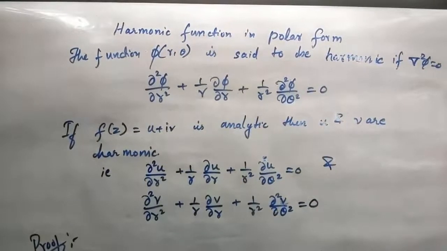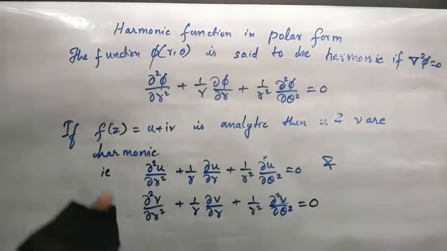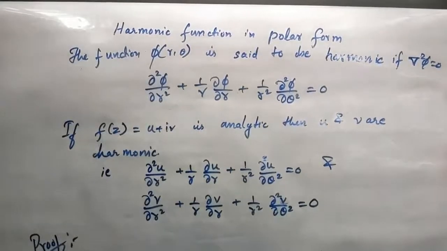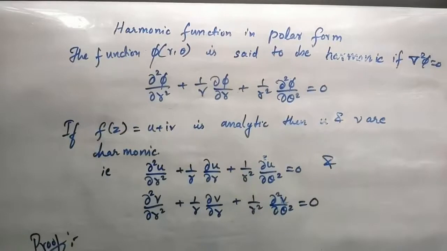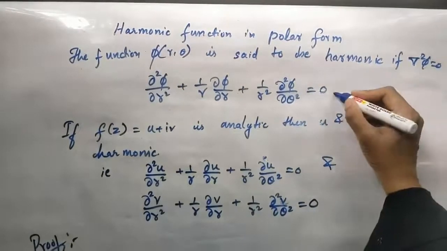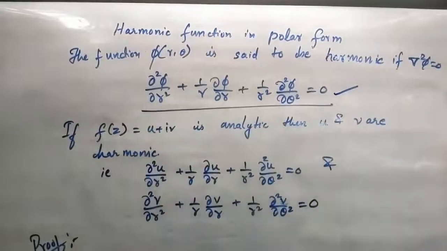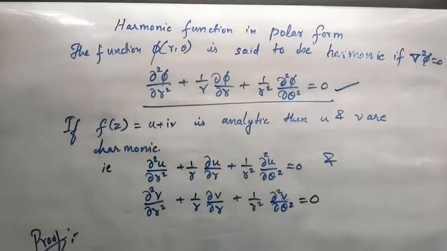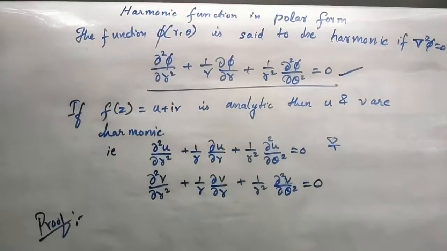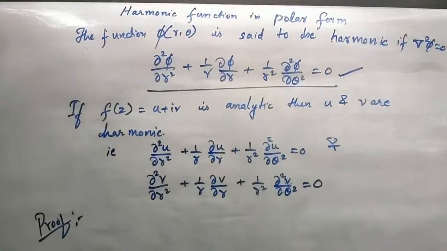The Laplacian equation in polar form is given by dou square phi by dou r square plus 1 by r dou phi by dou r plus 1 by r square dou square phi by dou theta square is equal to 0. So this is the standard form of a Laplacian equation in polar form. Now we will prove that same thing with our analytic function, which is in terms of r and theta, that is, it is in polar form.